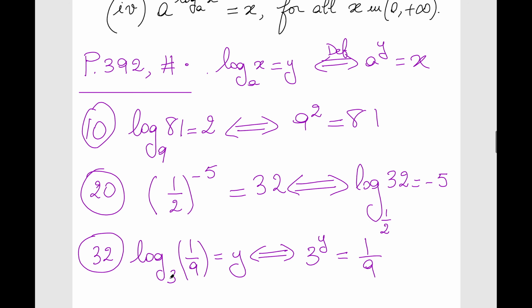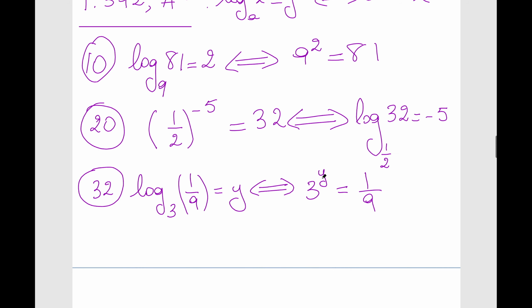So a is 3, x is 1/9, and y is the thing I called it, right? So that becomes a to power y. So 3 to power y is equal to x, is equal to 1/9. Okay, so the question becomes, what's the power I should raise 3 to in order to obtain 1/9? Well, 1/9 is 3 to power -2, right? Maybe let me do an intermediate step if you don't see it. 9 is 3 squared, right?